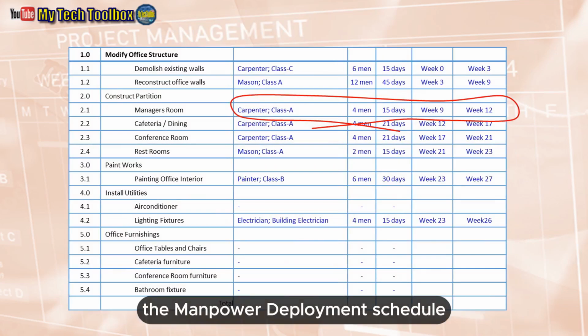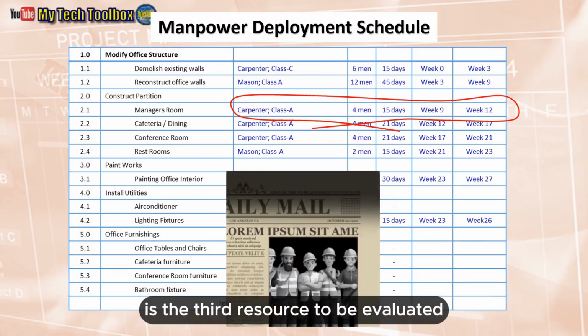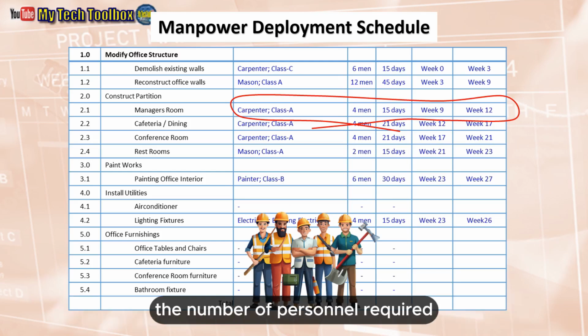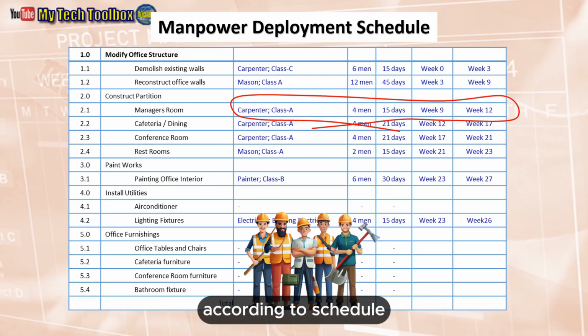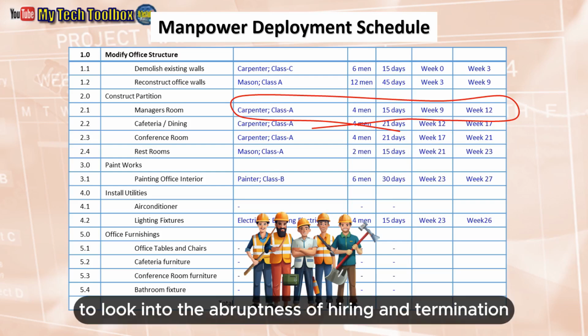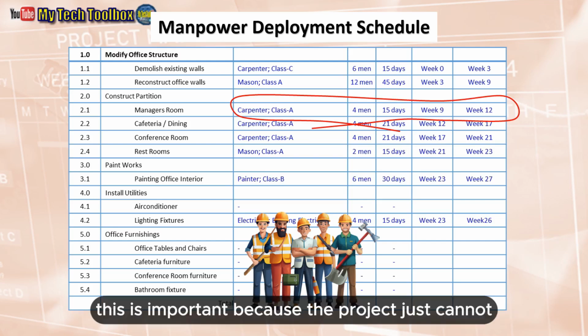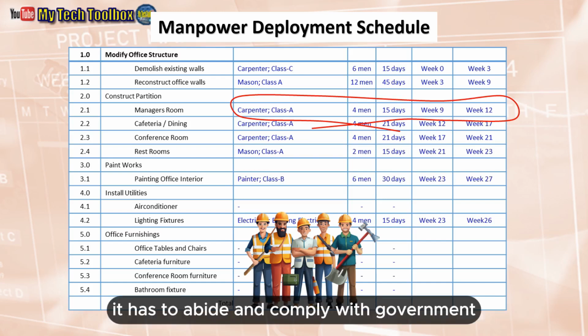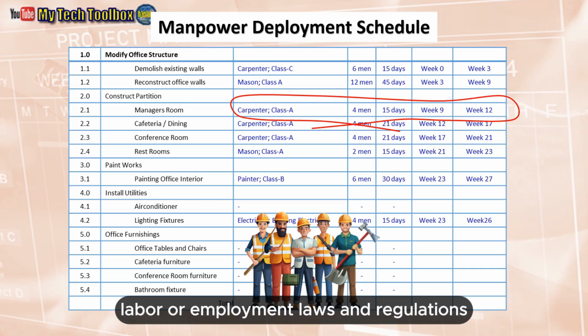The manpower deployment schedule is the third resource to be evaluated. Foremost is to evaluate the manpower distribution schedule chart to determine the number of personnel required according to schedule, and to look into the abruptness of hiring and termination. This is important because the project just cannot hire and fire employees at will. It has to abide by and comply with government labor or employment laws and regulations.